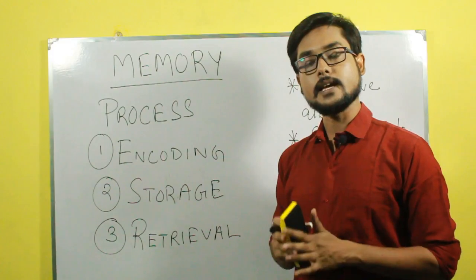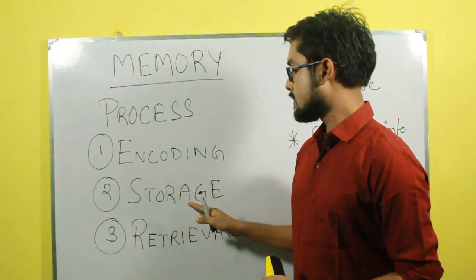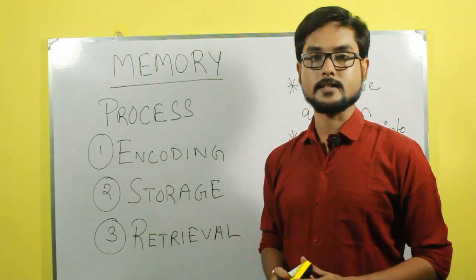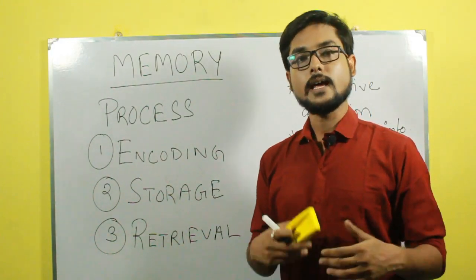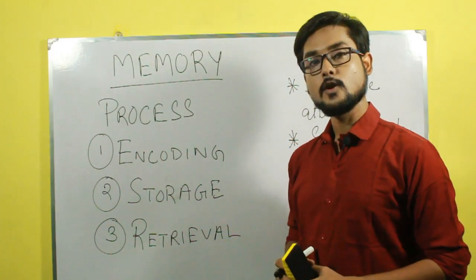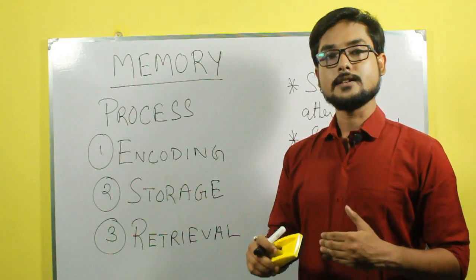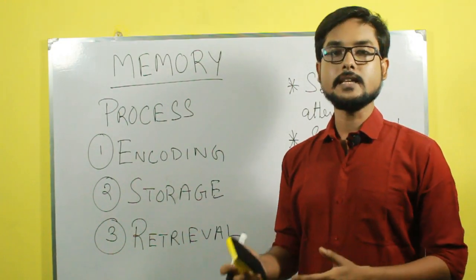In this stage, the information is stored in our brain. This storage has different capacities, which we will be learning about in further theories. In the third stage, the information that is stored in our brain is retrieved as per the need of the situation.